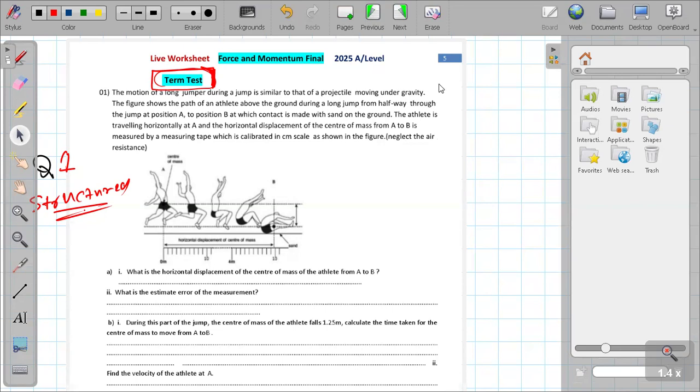Okay. The motion of a long jumper during a jump is more similar to that of a projectile moving under gravity. The figure shows the path of an athlete just above the ground during a long jump from halfway through at a jump position A to B, and the contact made with the sand on the ground. The step is traveling horizontally. Horizontal displacement of center of A to B is measured using measuring tape and calibrated in centimeter scale.